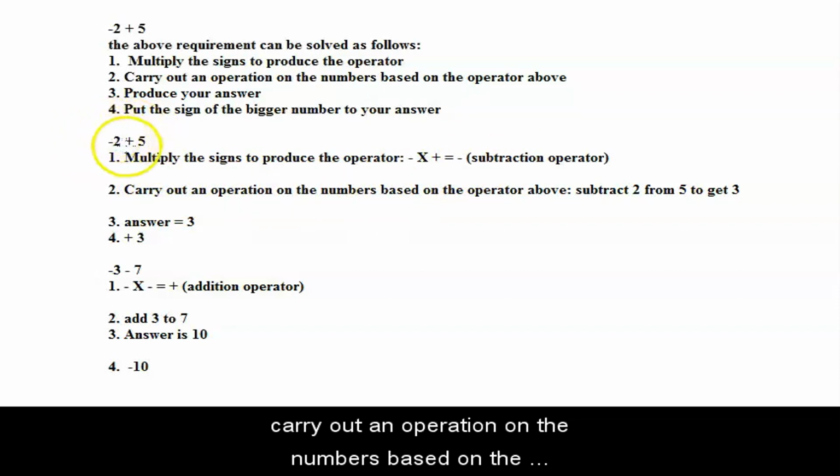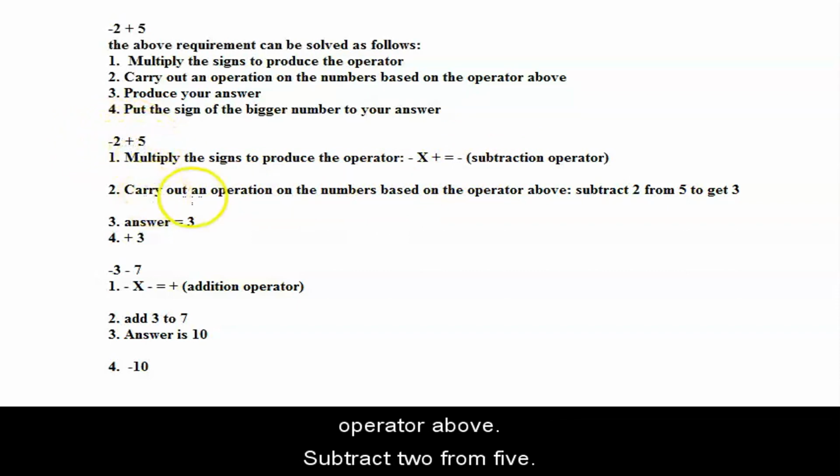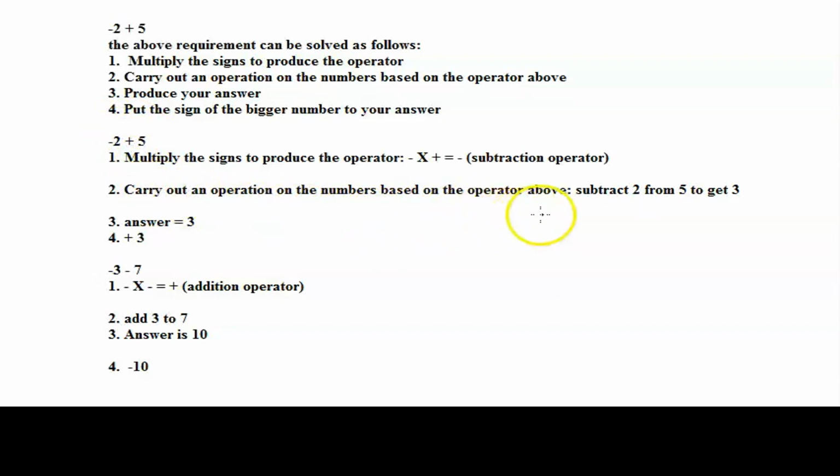Carry out an operation on the numbers based on the operator above. Subtract 2 from 5, we get a 3. So in the third step, the answer is going to be 3.